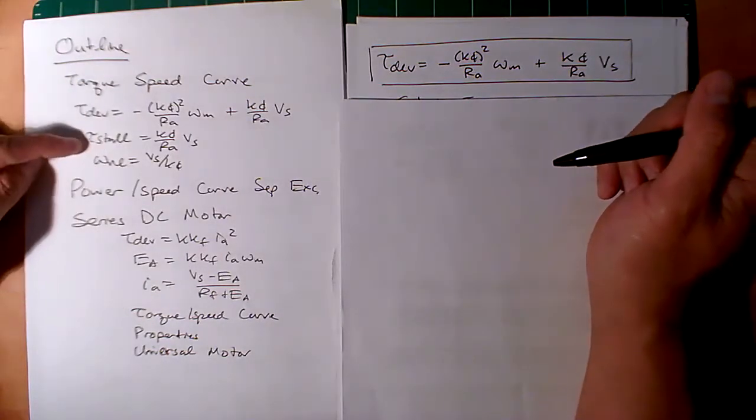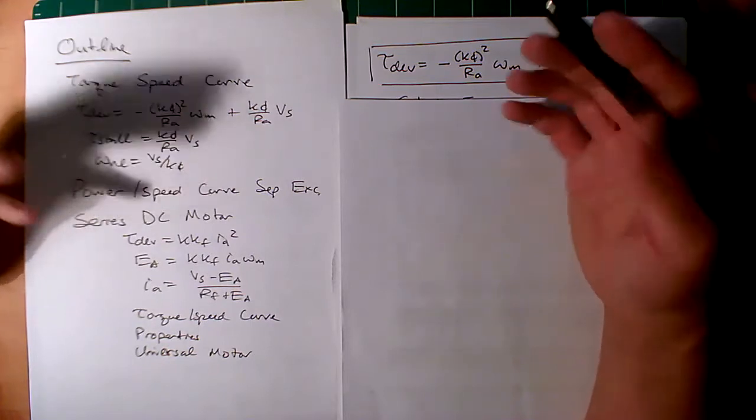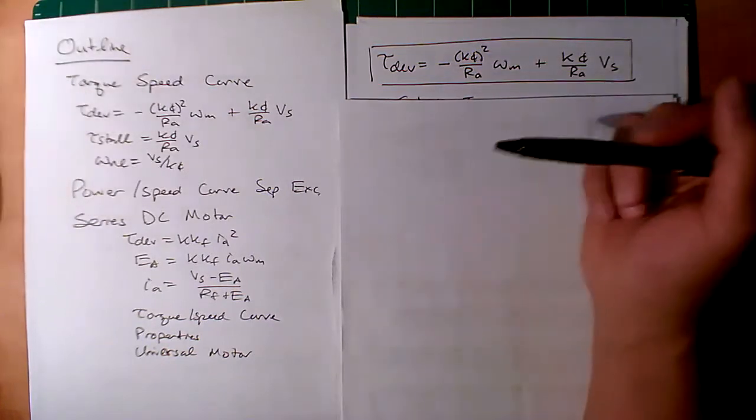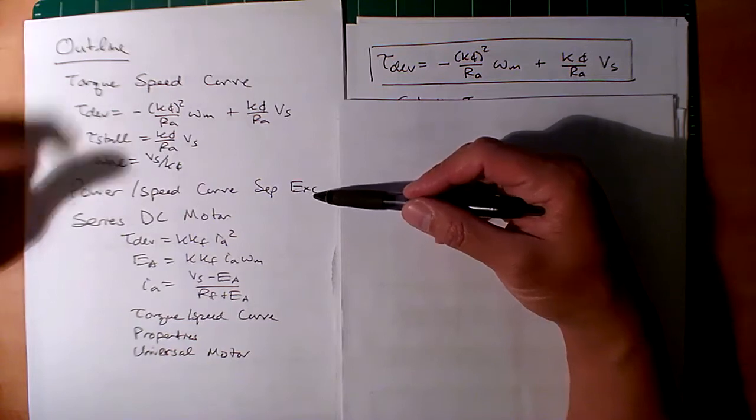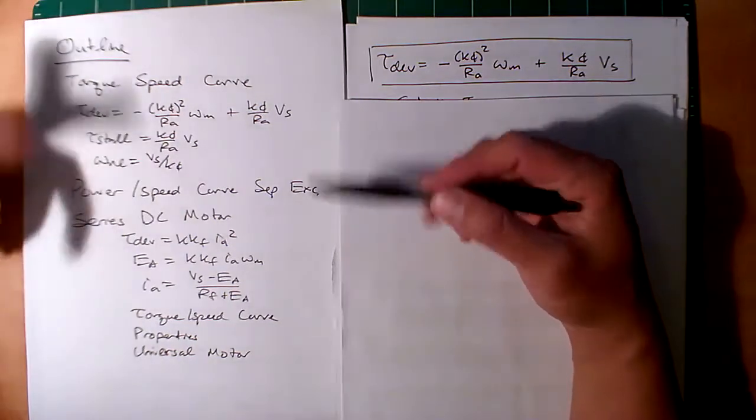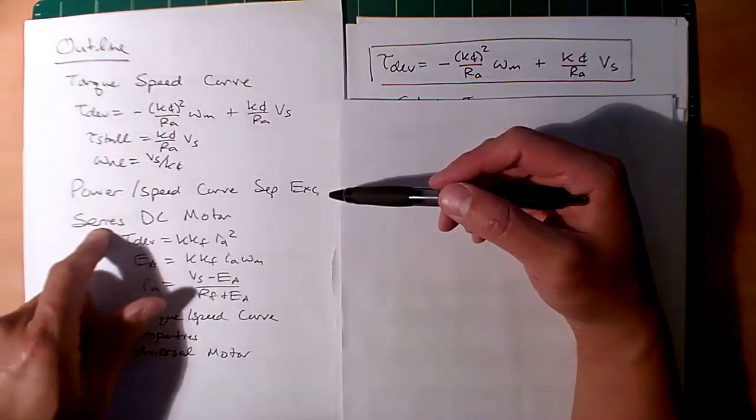We'll look at the equation for the stall torque and the no load speed. With that, we're going to look at the power speed curve for a separately excited DC motor. Now, all this is separately excited. Then we're going to switch gears a little bit and talk about a series DC motor.